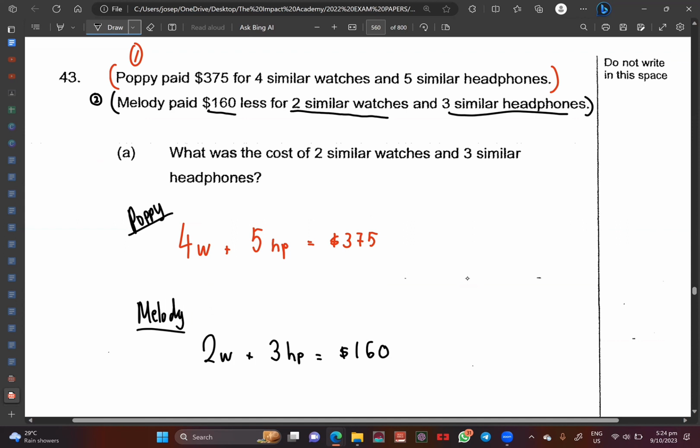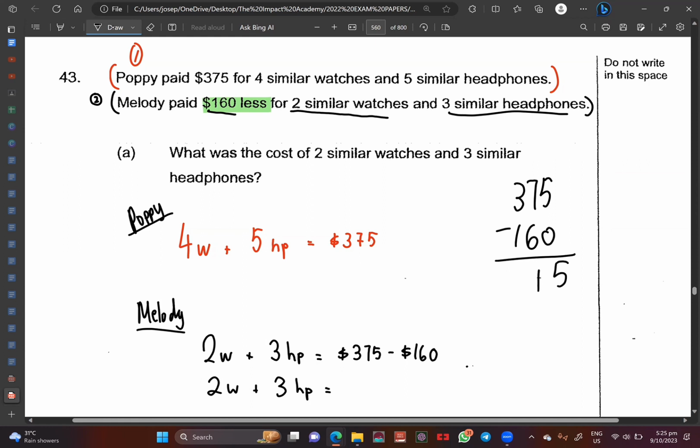Yeah. Wow. Did she pay 160? No, you must read carefully. Don't say yeah to everything I say. No, less. You get what I'm trying to say? So therefore it will be, tell me. 375. You agree so far? So 2 watches plus 3 headphones is equals to 375 minus 160.